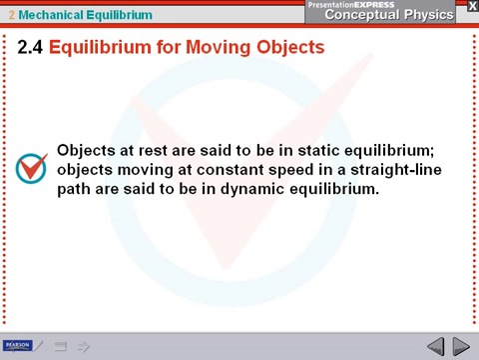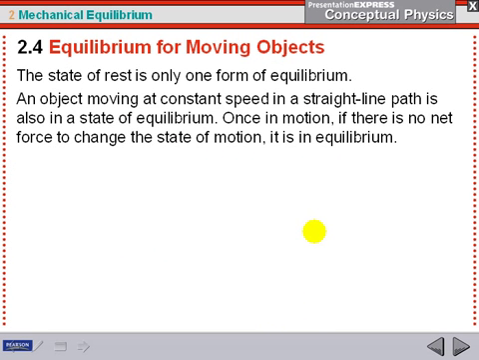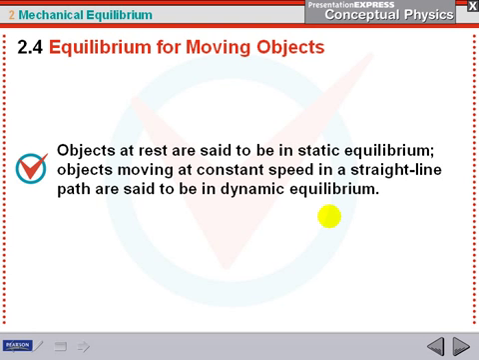Alright, this is the 2-4 podcast, and here we are talking about objects that are in motion. If they're moving at a constant speed in a straight line, their paths are said to be dynamic. They're said to be in a dynamic equilibrium instead of a static equilibrium.